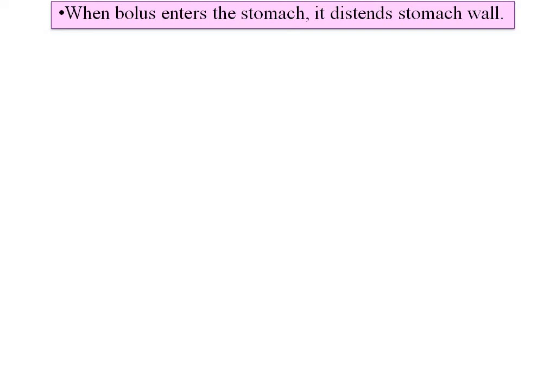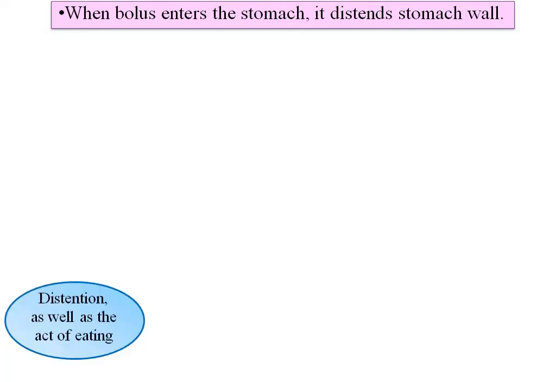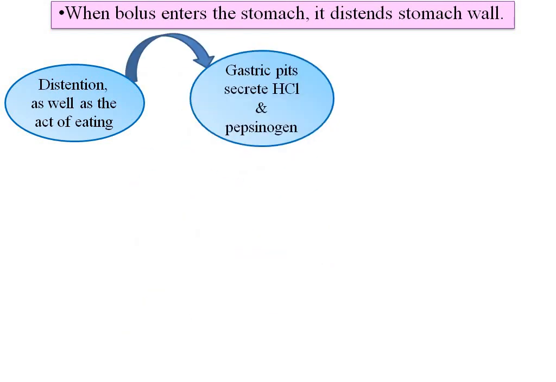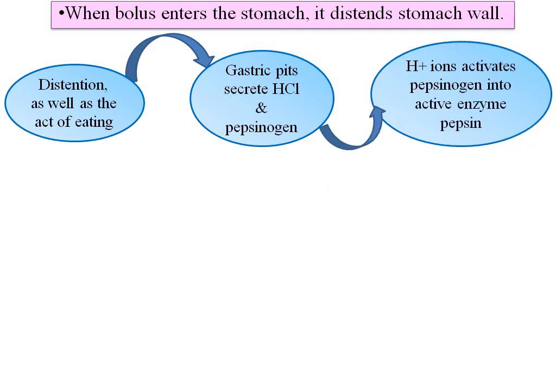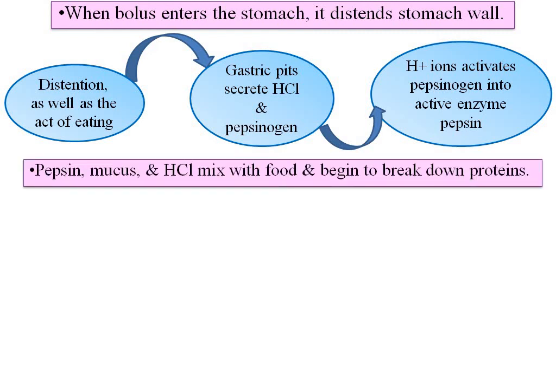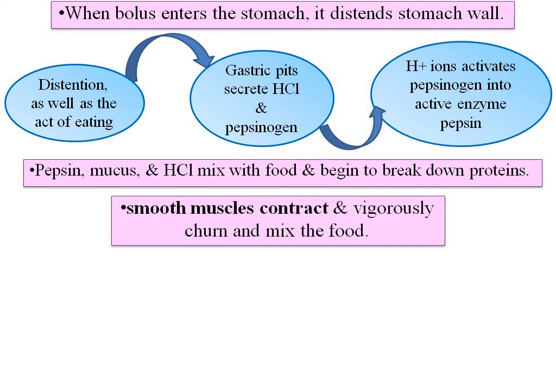When bolus enters the stomach, it distends the stomach wall. Distension, as well as the act of eating, causes the gastric pits to secrete hydrochloric acid and pepsinogen. Hydrochloric acid activates pepsinogen into an active enzyme called pepsin. Pepsin, mucus, and hydrochloric acid mix with the food and begin to break down proteins. At the same time, smooth muscles also start contraction and vigorously churn and mix the food.